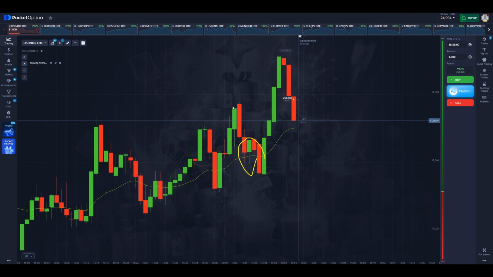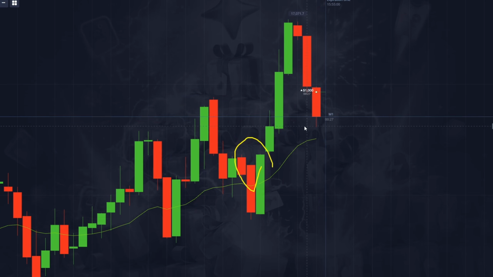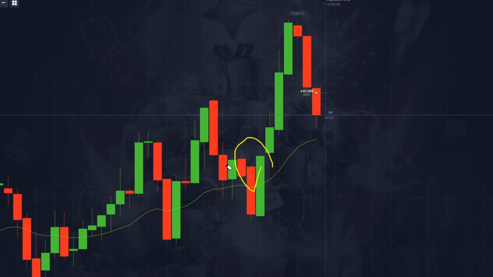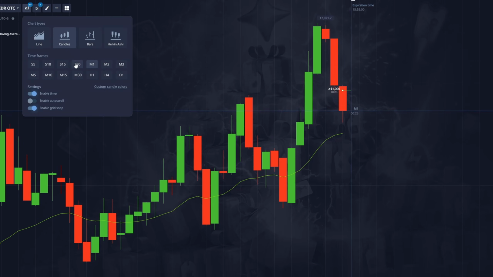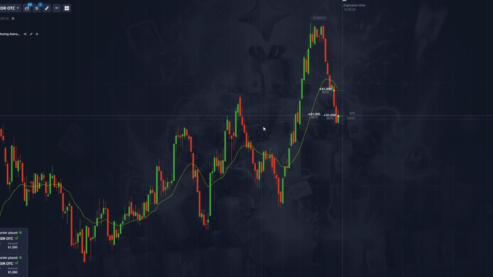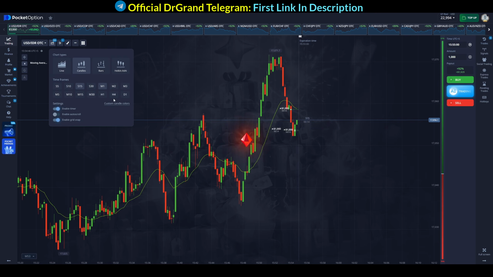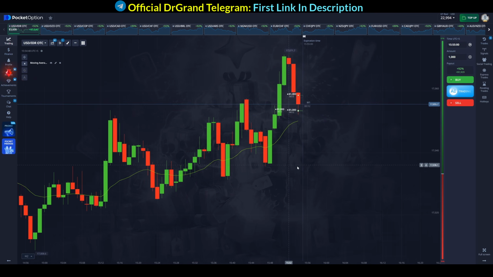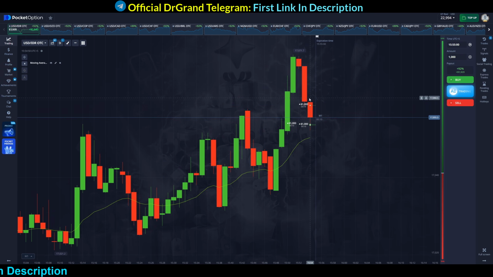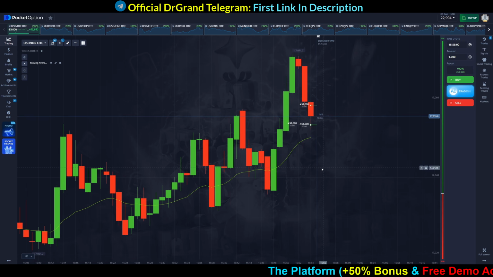Also, we got this resistance broken. So this area is going to be my decision point. My main entry is going to be down there on the decision point, which right now the price is actually on. Alright, so we got 3 trades running. This candle will most likely be green. If not, we got the safer entry right down here as well.